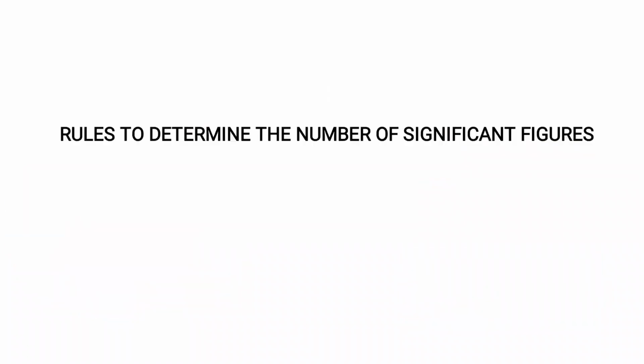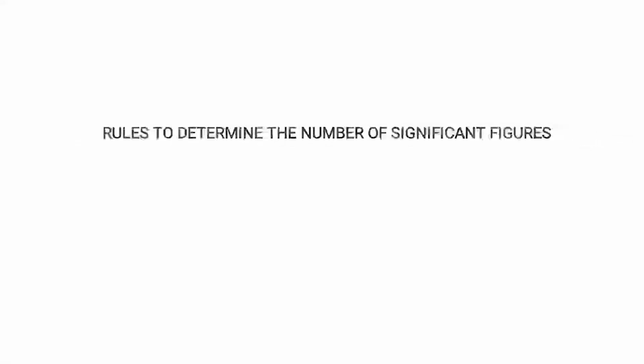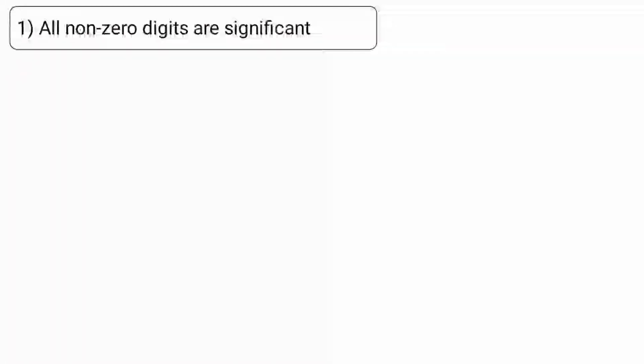So the next topic is, there are certain rules which are given in order to determine the number of significant figures. So let us look at these rules one by one. Going to the first rule, that is, all non-zero digits are said to be significant.